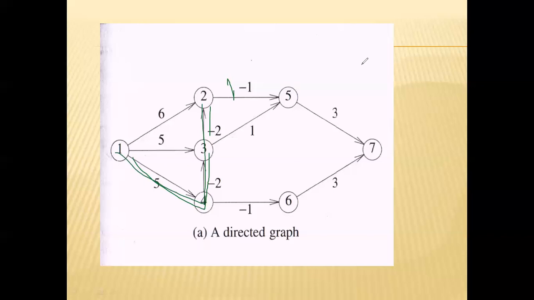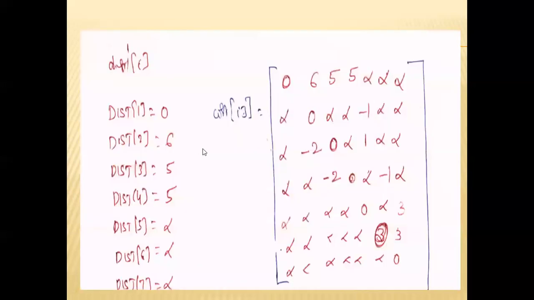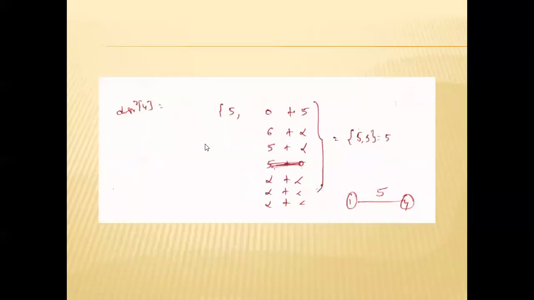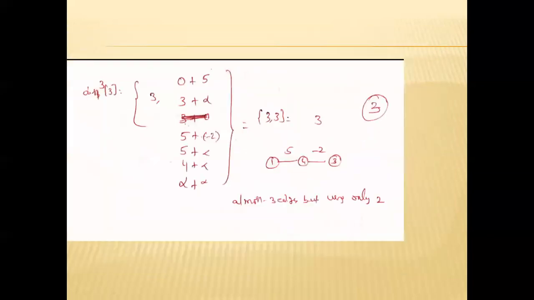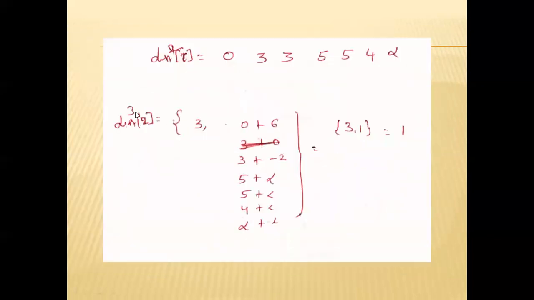You are calculating the same here, 2 minus 2, that is 3 minus 2. Here you are calculating distance power 3 from 1 to 2, which is 1. From 4, 3 minus 2, 3 minus 2 equals 1.